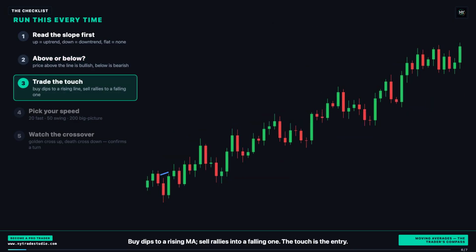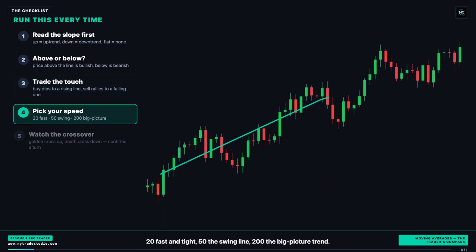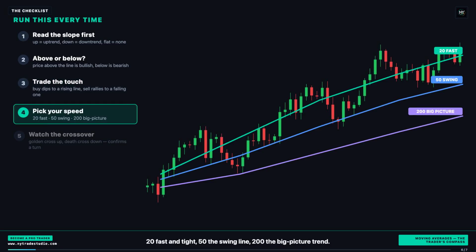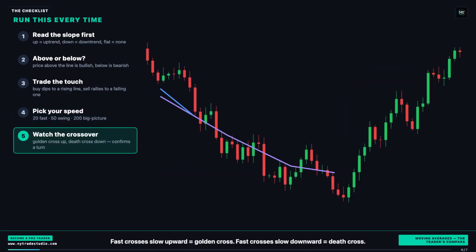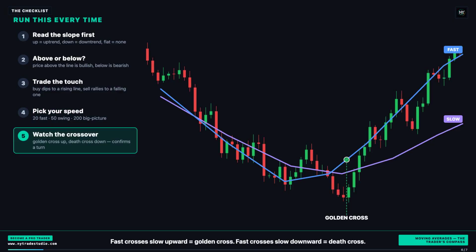3. Trade the touch. In an uptrend, buy the dips back to the rising line, where it acts as a floor. In a downtrend, sell the rallies into the falling line, where it acts as a ceiling. 4. Pick your speed for the job: the 20-day for the fast trend, the 50-day for swing trades, the 200-day for the big picture. 5. Watch the crossover. A faster line crossing up through a slower one is a golden cross, confirming an upturn. Crossing down is a death cross, confirming a downturn. Great for the trend, but remember it lags: confirmation, not a precise entry. That is it. Slope, side, touch, speed, crossover. Run those 5 checks, and one simple line will read the trend for you on every chart you open.